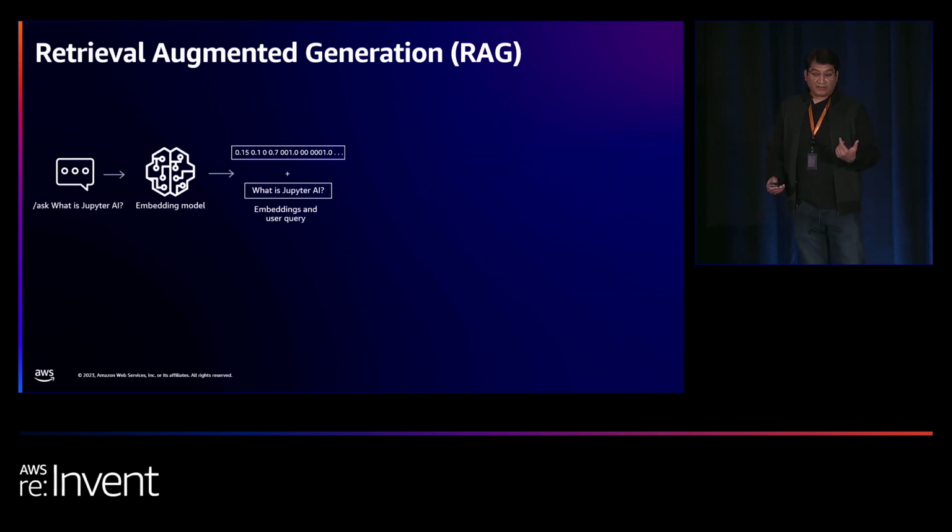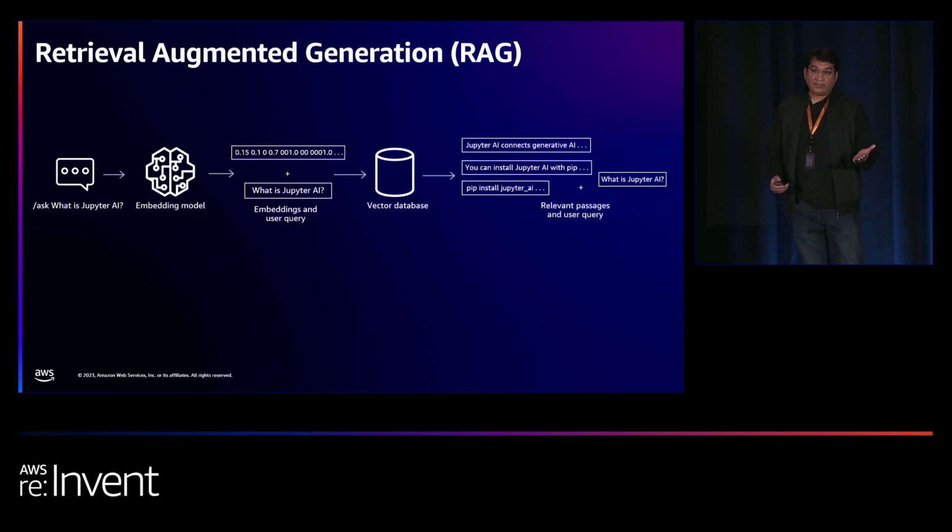It sends that along with the original query to the vector database and asks, is there any relevant data based on the learned data, the vector embeddings it already had for the learned documents? Using the vector embedding for your query and the learned documents, it provides back the relevant passages for that query. Jupyter AI is then able to combine your original query along with the relevant data from your learned documents and send that to the language model.